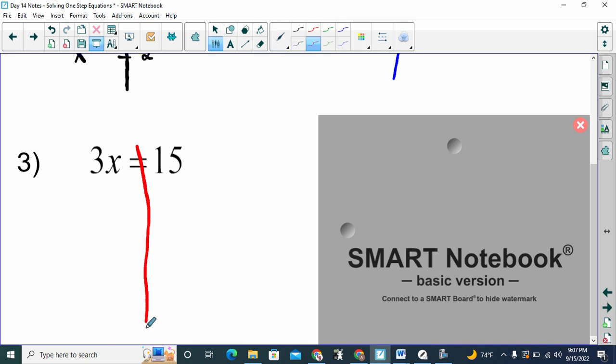So again, I'm going to put my vertical line there. And to cancel out the multiplication, I am dividing both sides by 3. 3 divided by 3 cancels, and I've just got my x equals 15 divided by 3, which is 5. x equals 5.